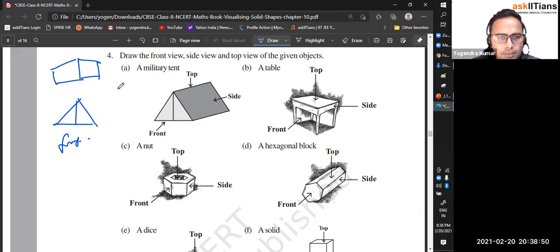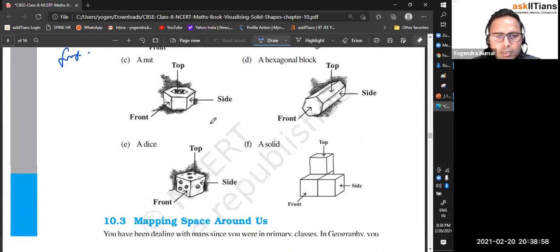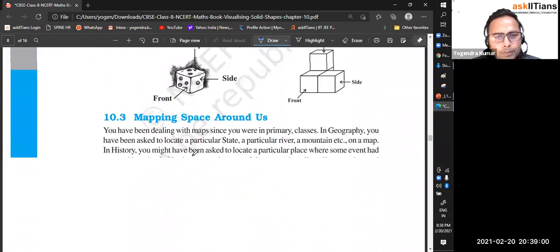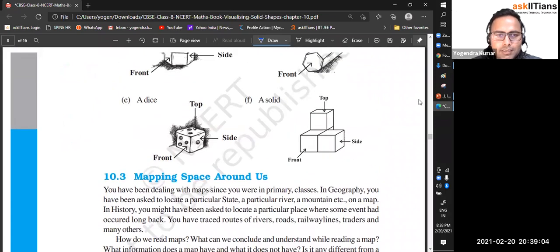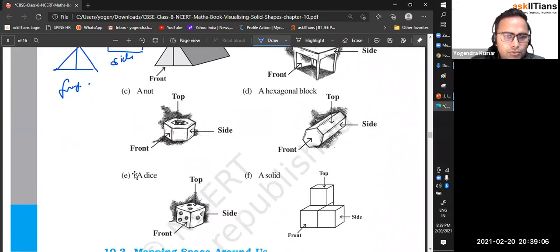Side view will be just side, top, right? You can draw all others, I think, right? I believe so. Okay, this mapping of objects around us we are going to do in the next lecture, but let me take a few more questions from the slides.